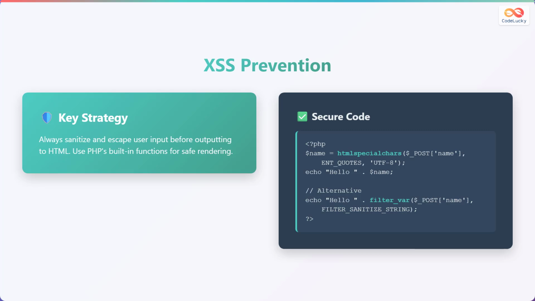We can use the function htmlspecialchars, which converts special characters to HTML entities, preventing the execution of injected code. The parameters passed include the POST name, ENT_QUOTES, and the character encoding, which is UTF-8. Alternatively, the function filter_var can be used with the FILTER_SANITIZE_STRING flag to remove or encode potentially harmful characters.